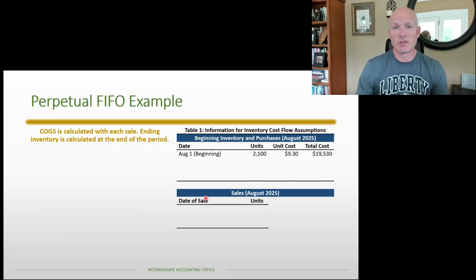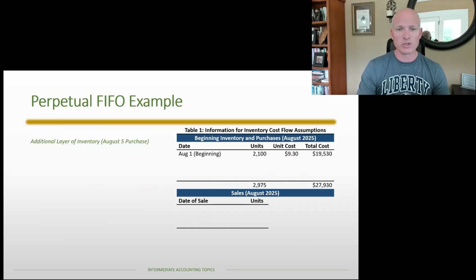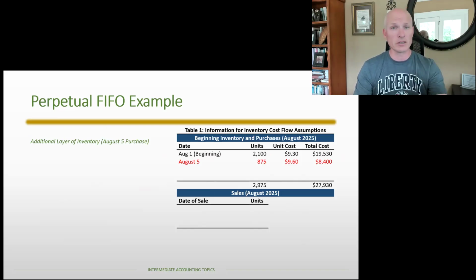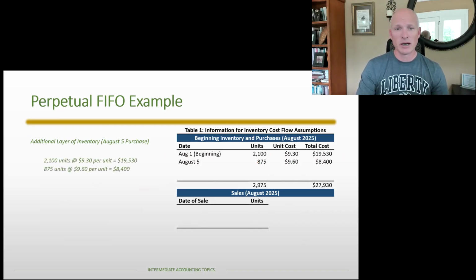Of course, at the beginning of the month, all we have is our August 1st beginning inventory, no change there. And then, of course, there is that purchase on August 5th. So now we have two layers from August 5th on. Two layers, total cost is going to be sitting there at $27,930. So we're just looking at the different layers, and the math is in the table and it's right here. So we're just seeing it two different ways.